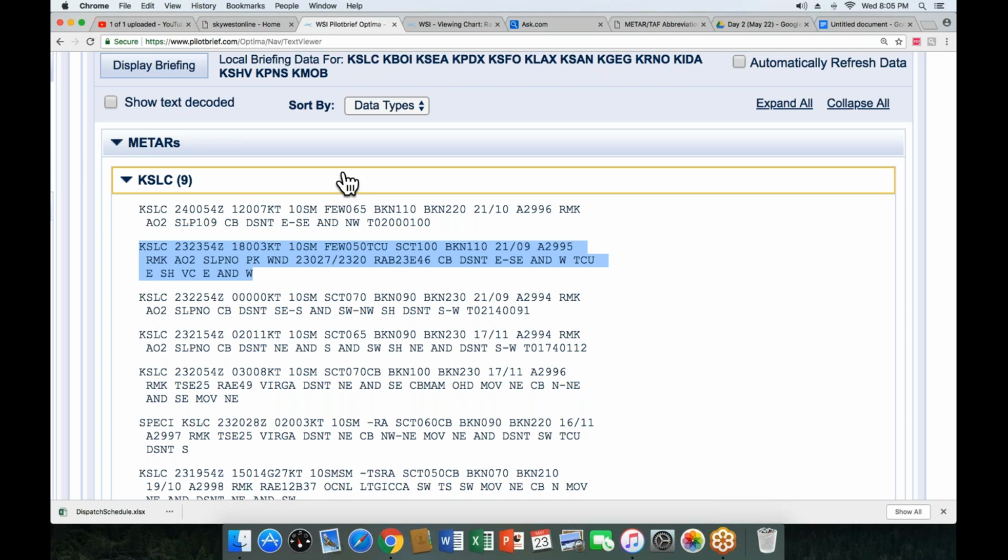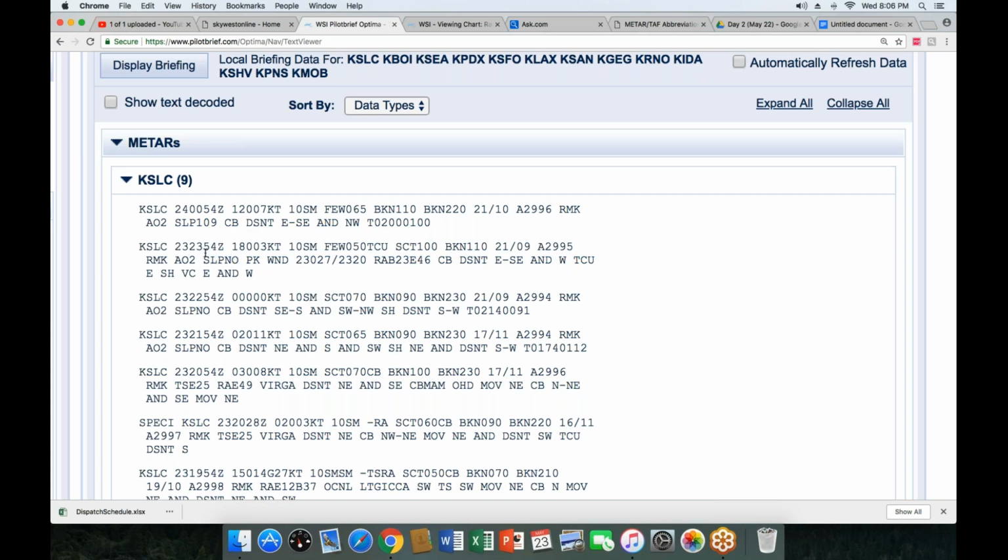It's like I said, these METARs will kick your butt, and I'm still frequently looking up some of these remarks sections. I still have to look up some of this stuff because it's hard to understand.